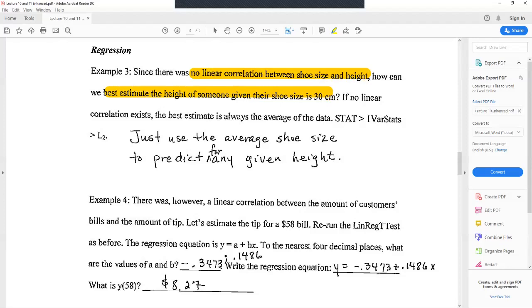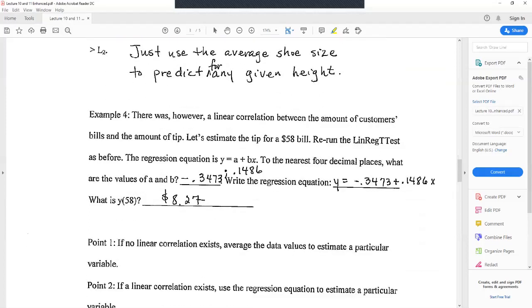Since there's no linear correlation, we really can't graph this in a meaningful way that allows us to make a prediction. The best we can do at this point is to go back and look at our list of heights and average those together. Take the height average, and that's the best you can do. So if no linear correlation exists, the best estimate is always the average of the data. So to get that average, I would just put the heights into a list and run one variable stats.